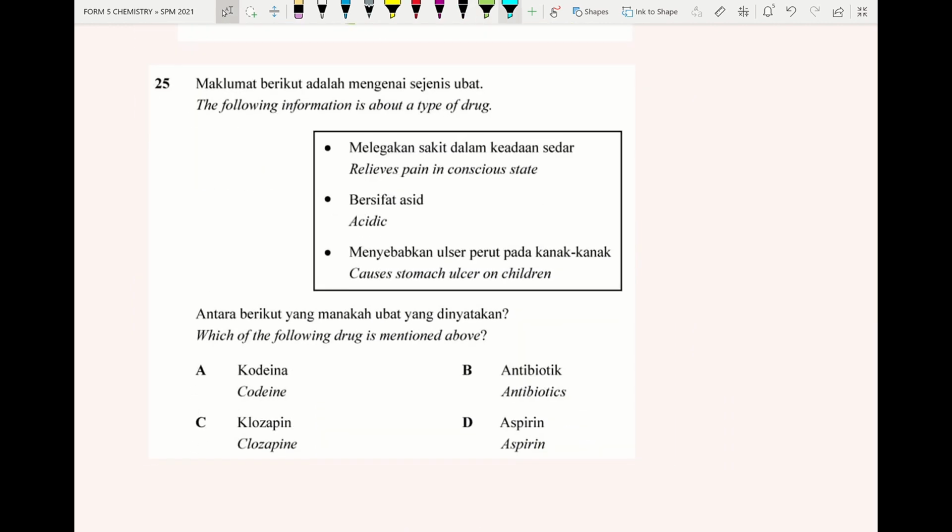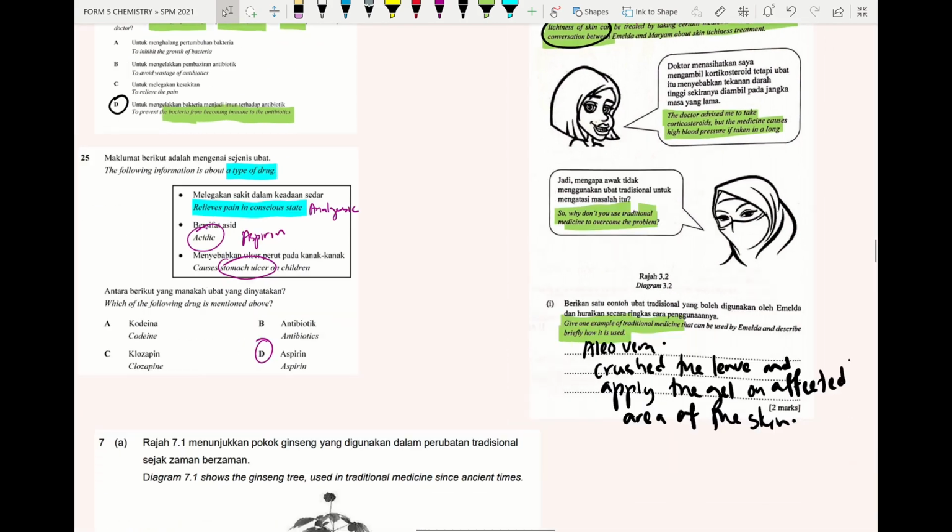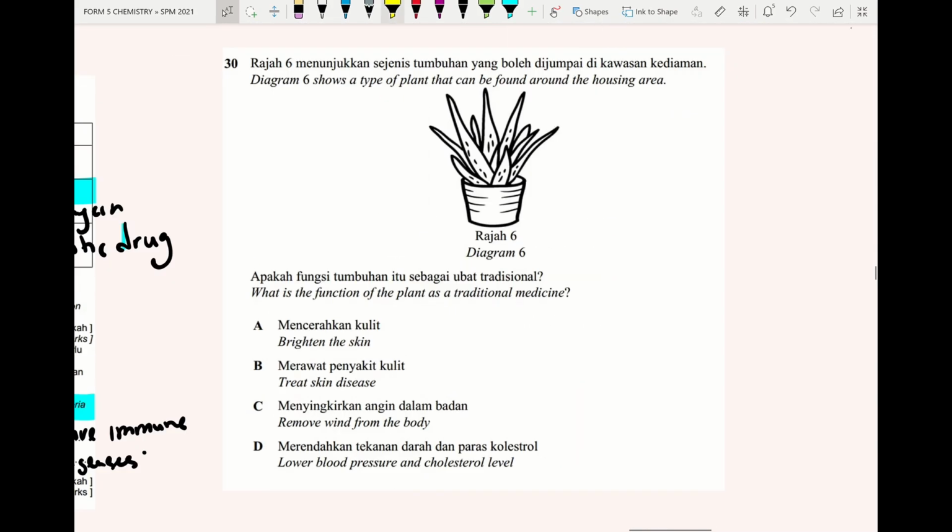Next, information is given about the type of drug used to relieve pain. When relieving pain, this is under analgesic. The acidic one will be aspirin. Aspirin can cause stomach ulcers in children. That will be aspirin. All right, we try to check this question.